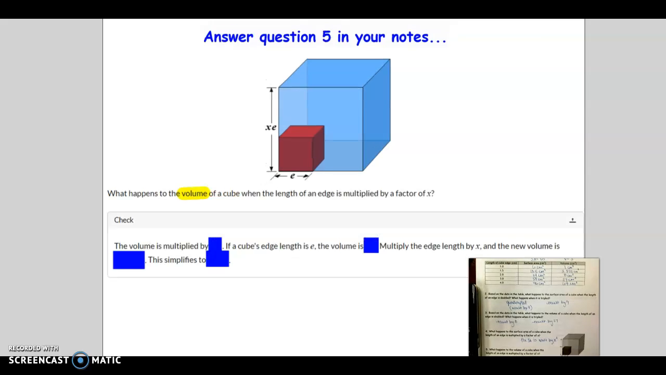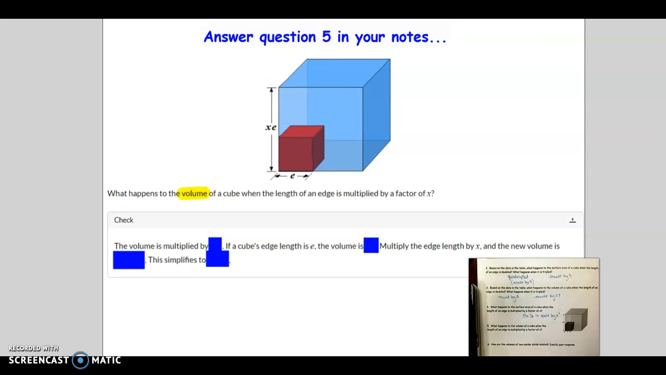Question 5 is looking at volume. So again, our original cube has a length of e, and so the volume would be e times e times e, length times width times height, which is e cubed. If we multiplied the edge length by x, then our new volume would be xe times xe times xe, which is xe to the third power. So remember, that's the same thing as x to the third times e to the third. So we can see our original volume, e to the third, is being multiplied by x to the third.